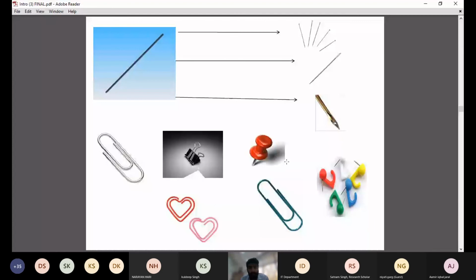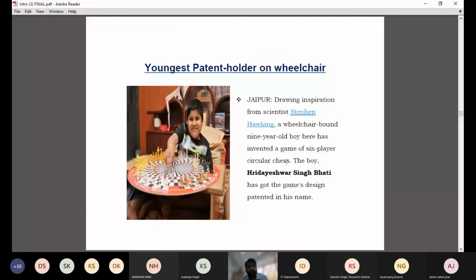Now, he is the youngest patent holder of India. He is only 9 years of age. What he invented was, I think, a circular chess, so that multiple players can play chess at the same time. His name is Hideshwar Singh Bhati.